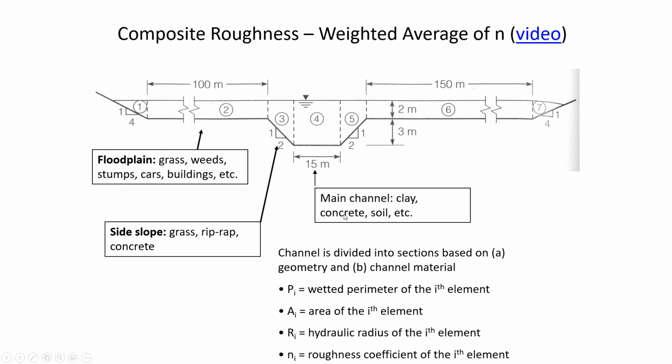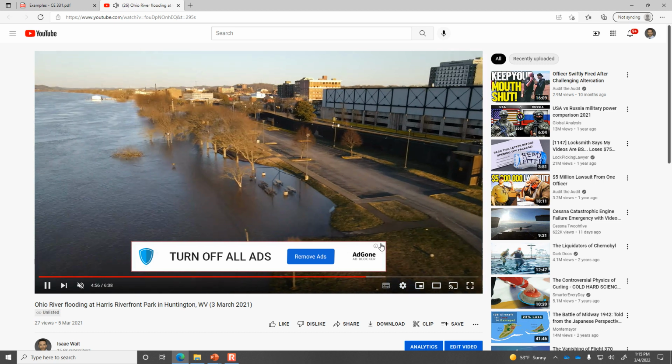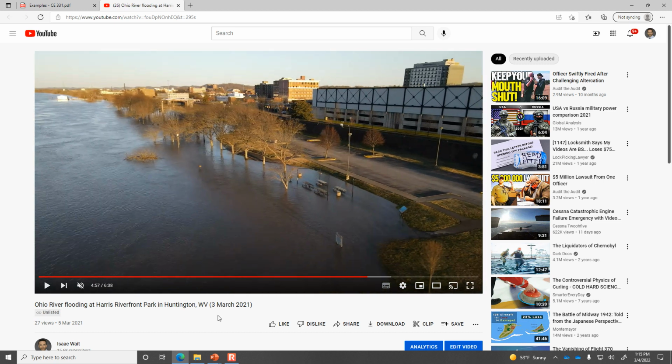The main channel may be concrete lined, or it could be a smooth soil or a packed clay. But in the floodplain, there's all sorts of debris. Just to illustrate, let me show you a video that I made a couple of years ago. Let's see, when was this? Almost exactly a year ago. So this was March 30th, 2021.